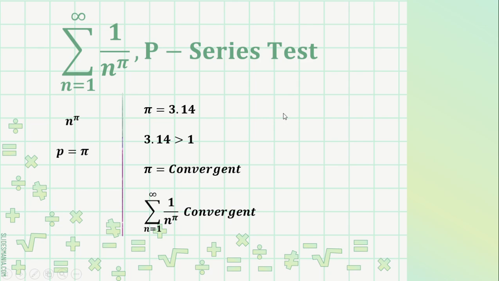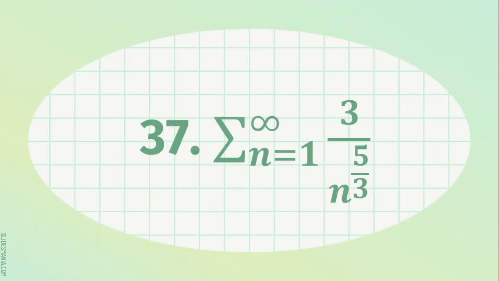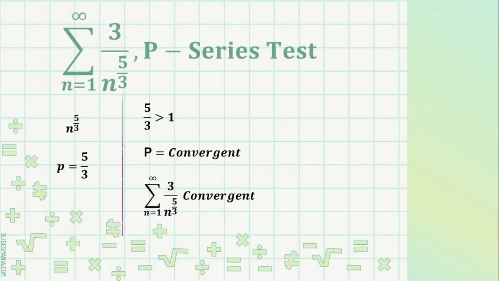And then number 37, 3 over n to the power of 5 over 3. In this case we can still use the p-series test. So we need to find the p. P is 5 over 3, and we know that 5 over 3 is bigger than 1 because it's 1.6 and so on. So it means that it is convergent. Because p is greater than 1, this series, 3 over n to the 5 over 3, is convergent.